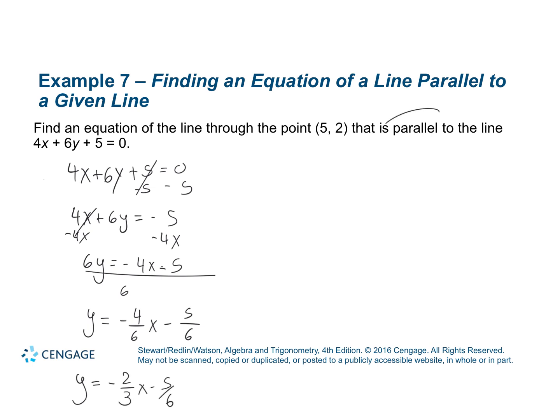Now they're asking us to do a parallel, so we have the slope of the line. Our slope for our parallel line is negative 2/3. Now I'm going to go ahead and plug it into the point-slope form. So I'm going to do y minus 2 is equal to negative 2/3 times (x minus 5).